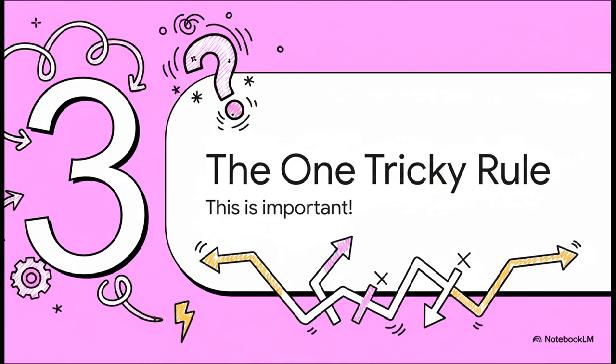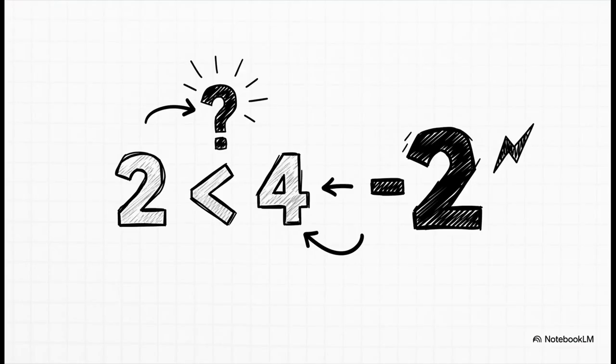This is it. This is the most important part of this whole lesson. If you can remember this one thing, you're going to be a pro at inequalities. So, you ready? Let's do this. Okay, one last time, let's bring back our 2 is less than 4. But we're going to throw a curveball this time. What happens if we multiply both sides by a negative number?